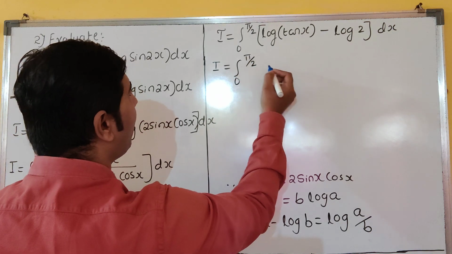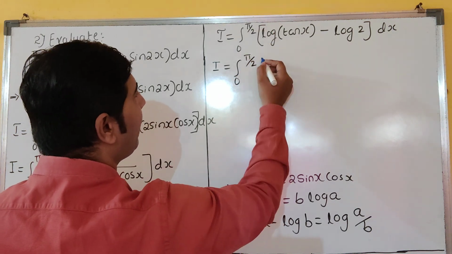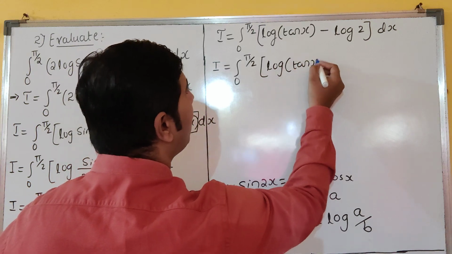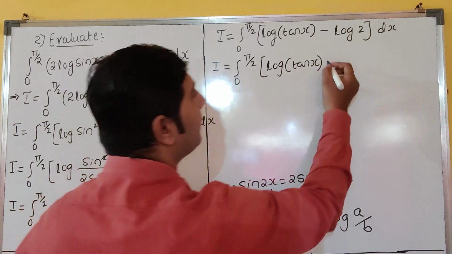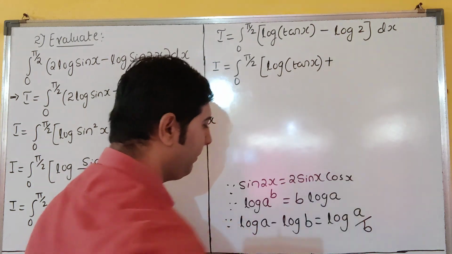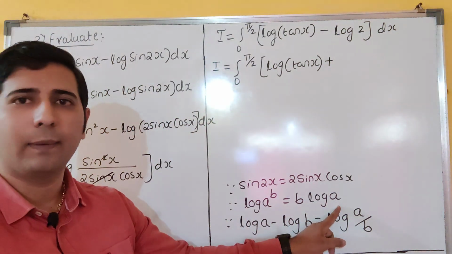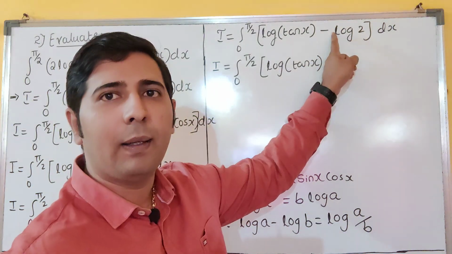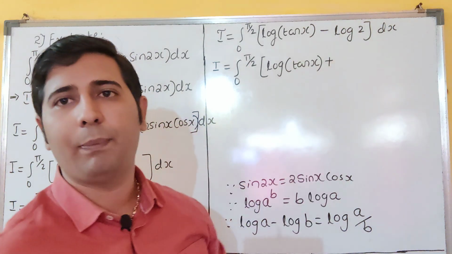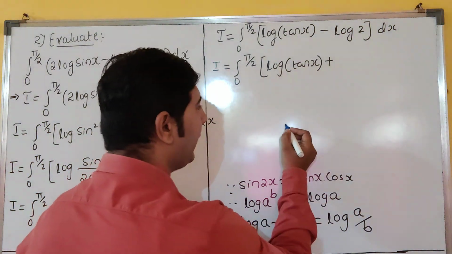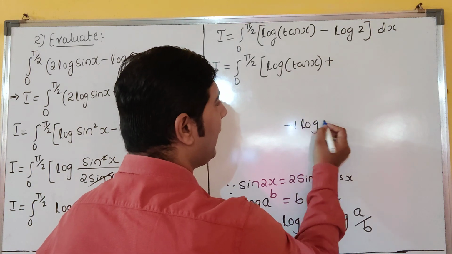Integration 0 to pi by 2 of log tan x. This minus I can take up. Here it will become plus. Here nothing is there means minus 1. b log a I will write, log a raised to b, or not. Here nothing is there means 1 will be there. This minus 1 I am taking up, so that's why this has become plus. Understood or not? I am saying like this, dear students. It is looking like this.